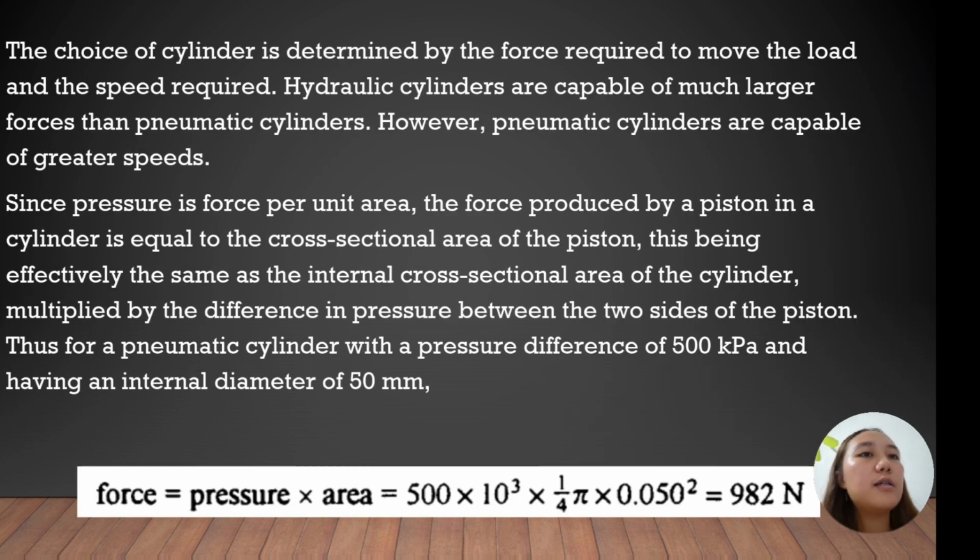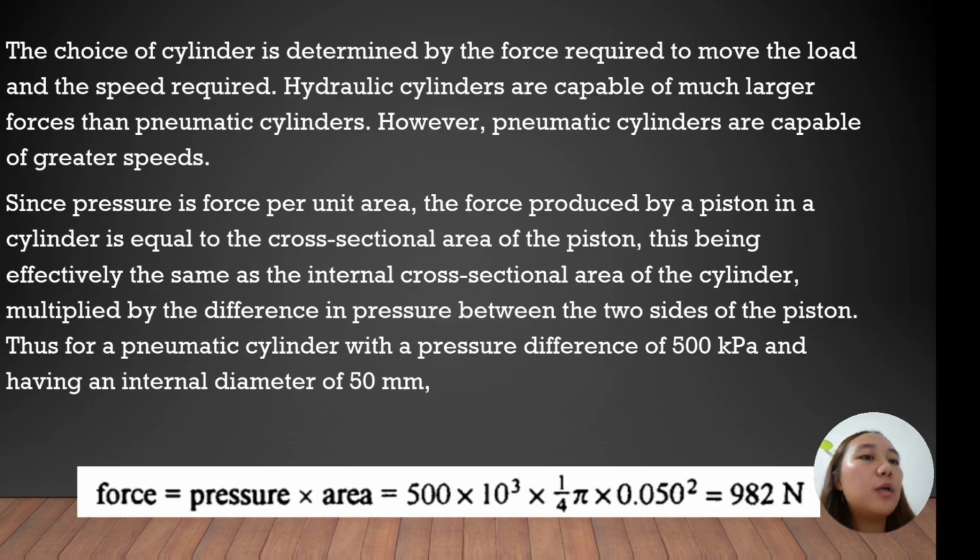The choice of cylinder is determined by the force required to move the load and the speed required. Hydraulic cylinders are capable of much larger forces than pneumatic cylinders. However, pneumatic cylinders are capable of greater speeds. Since pressure is force per unit area, the force produced by a piston in a cylinder is equal to the cross-sectional area of the piston, thus being effectively the same as the internal cross-sectional area of the cylinder, multiplied by the difference in pressure between the two sides of the piston.